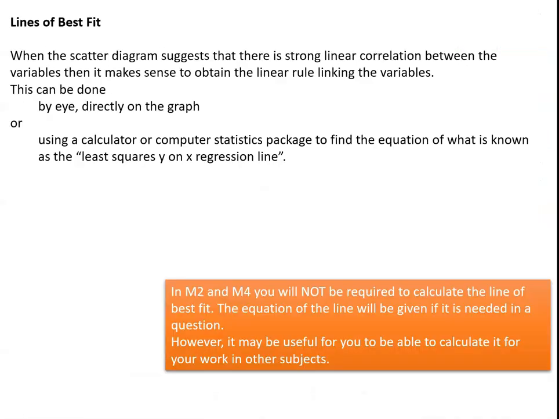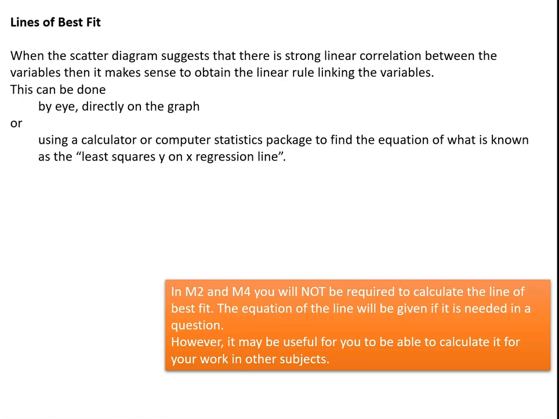Now, when the scatter diagram suggests that there is strong linear correlation between the variables, then it does make sense to find out what that best fit line linking the variables actually is. At GCSE, you'll have done the best fit line by eye. It is possible to use a calculator or a computer statistics package to find the equation of what is known as the least squares y on x regression line. In other words, that's a fancy word for the best fit line.